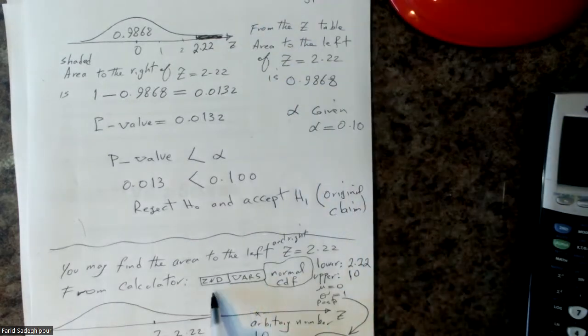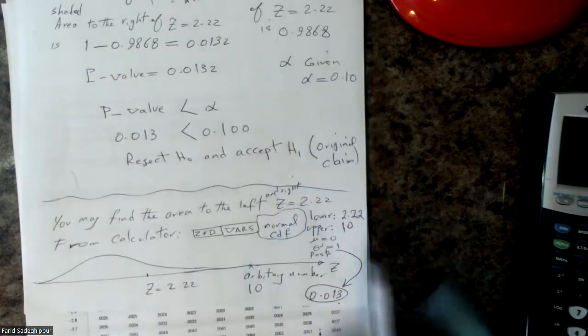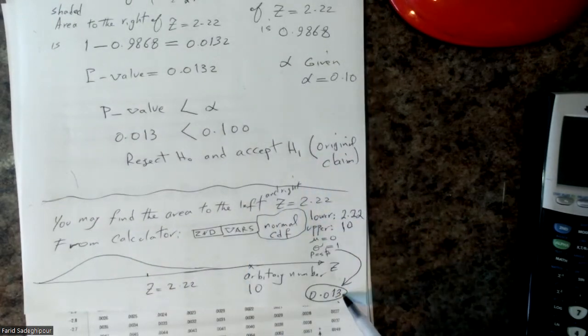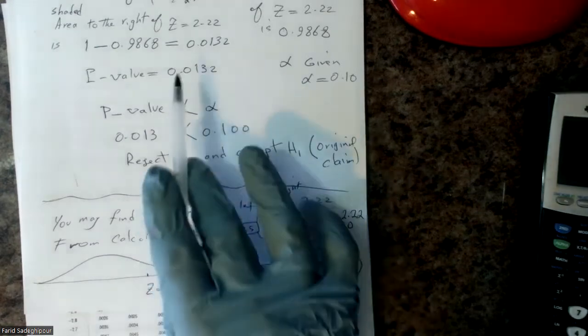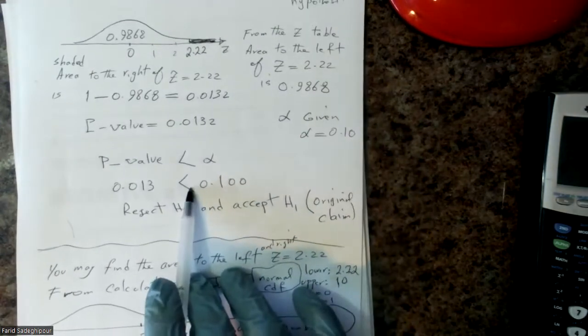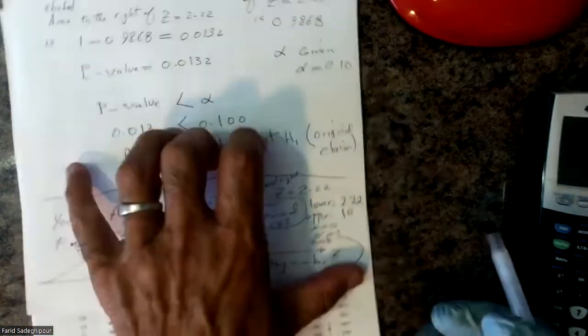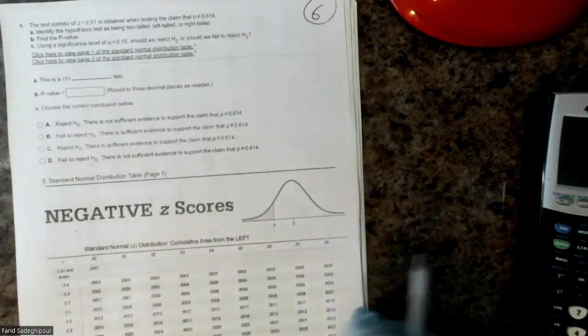So you need to use second VARS normal CDF for the lower 2.22, upper 10, and then that gives you the value of 0.013. That gives you this value that we had to do through the calculations. You could find it through the calculator. So we don't really need to use the table.